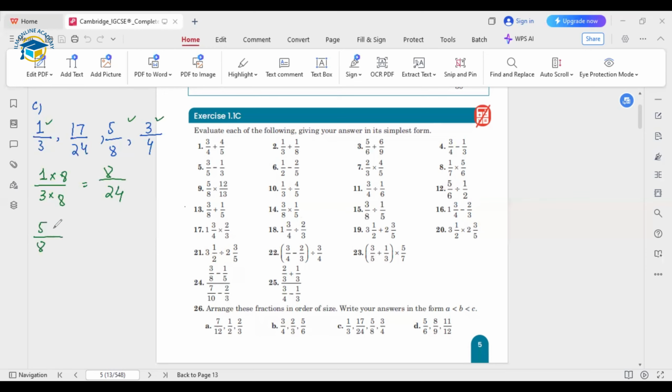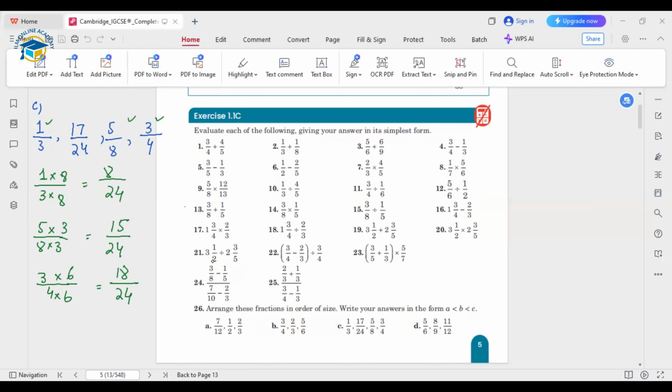Next is 5 by 8. So here we need to multiply by 3 in the numerator and denominator as well. So 3 times 5 is 15 and 8 times 3 would be 24. Next, 3 by 4. This needs to be multiplied by 6. So 3 times 6 is 18 and 4 times 6 is also 24.